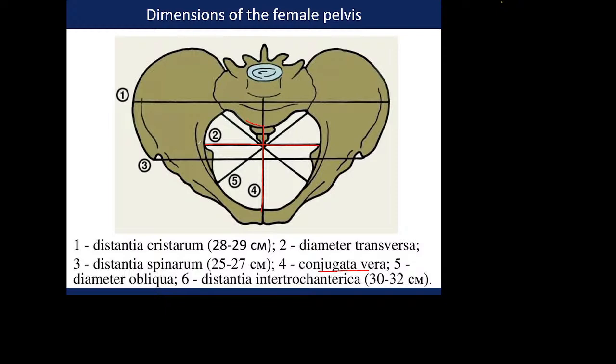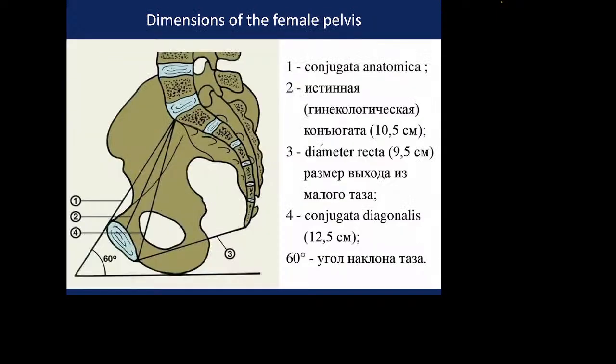Usually it is number 2, and these diameters or measurements are important to know before the birth process is started.